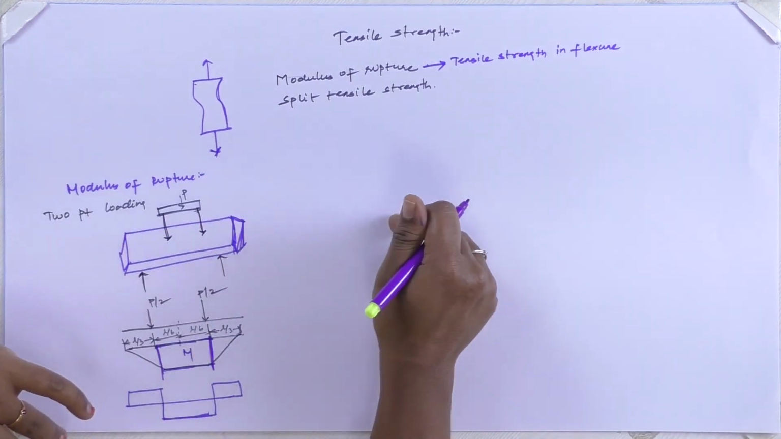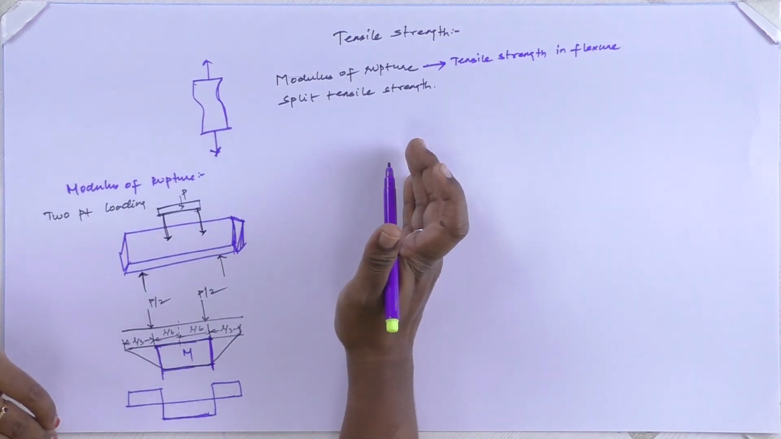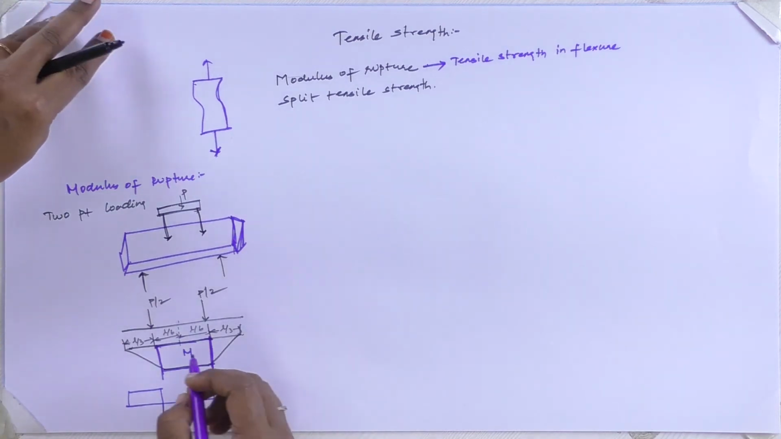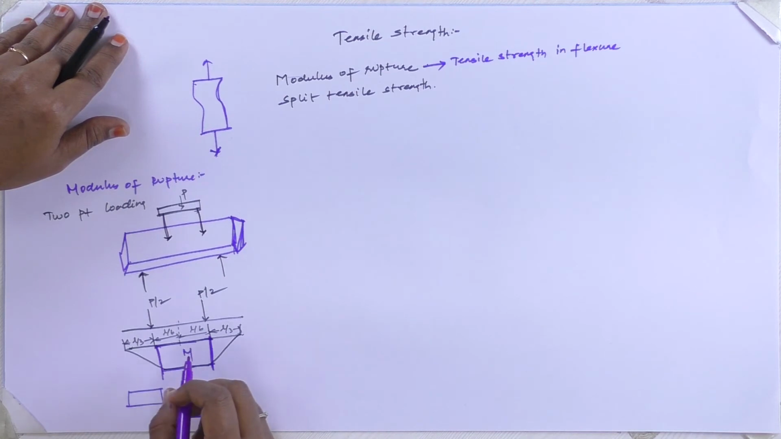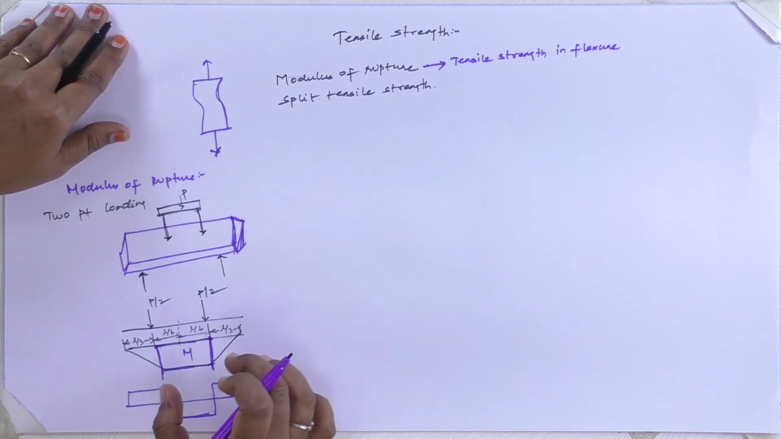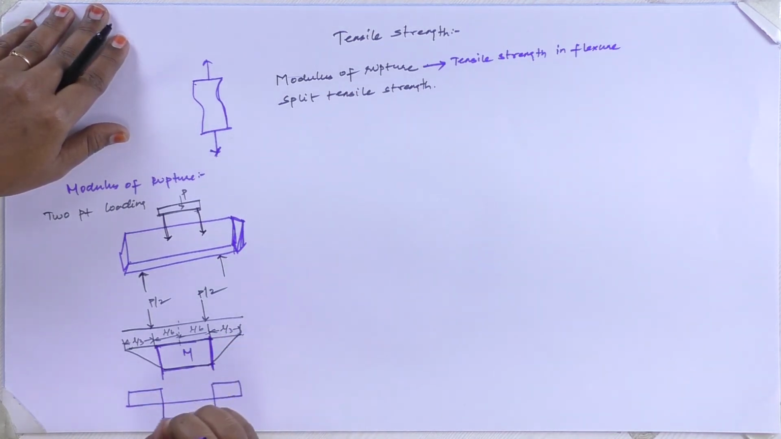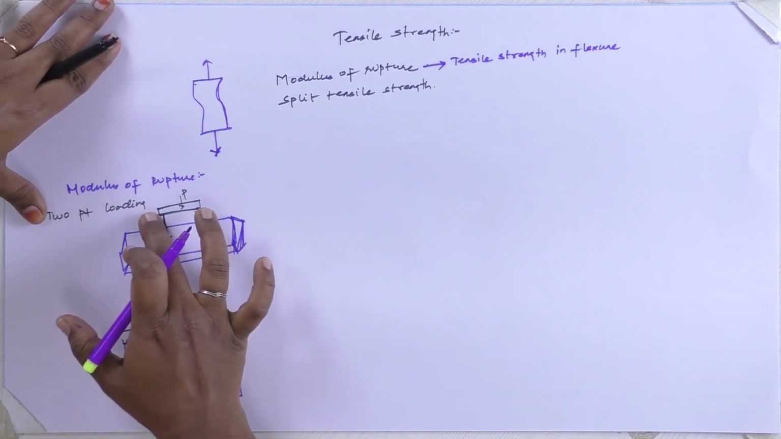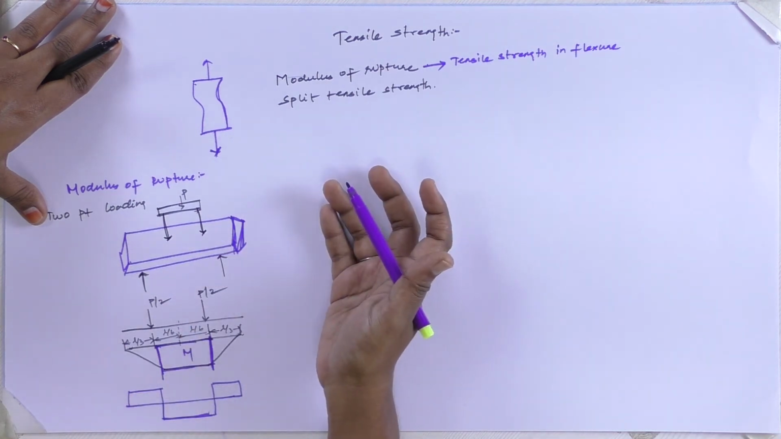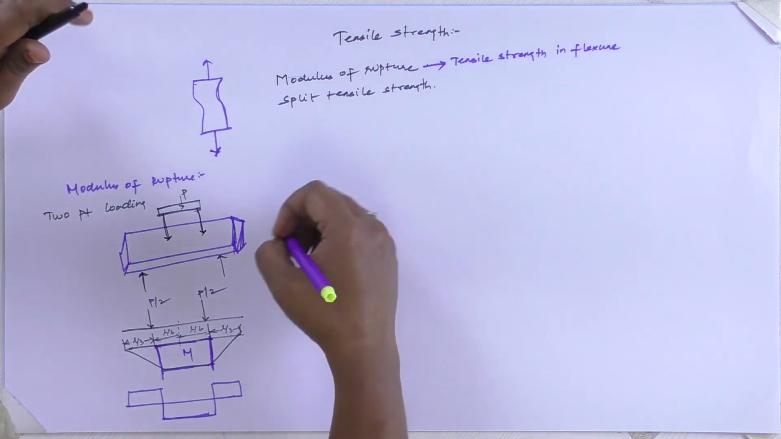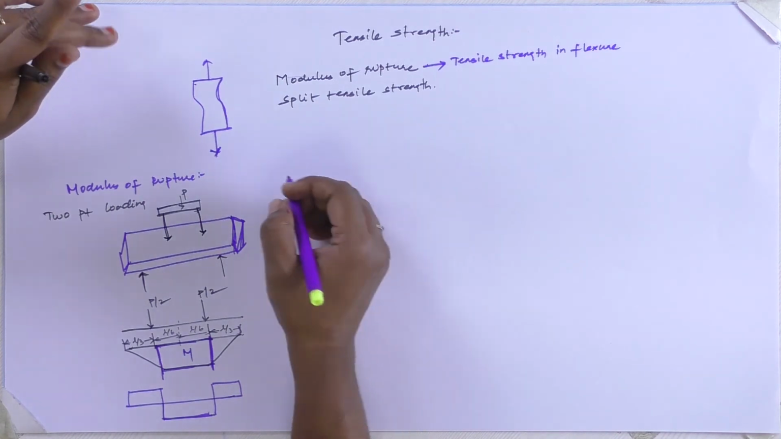Likewise, we have 1-point loading, but under that 1-point loading, we will not get this much area subjected to pure bending alone. There will be some shear influence also. So we have standardized this 2-point loading to determine the tensile strength of concrete rather than 1-point loading.